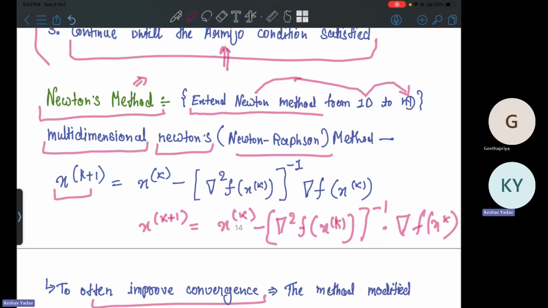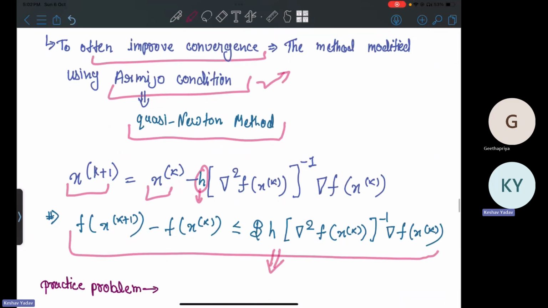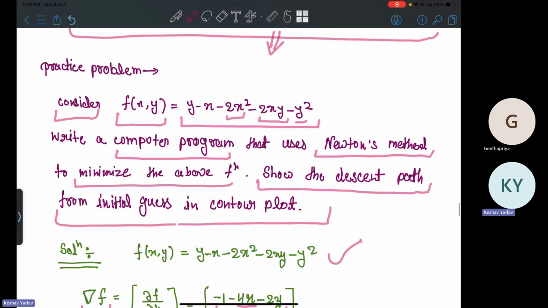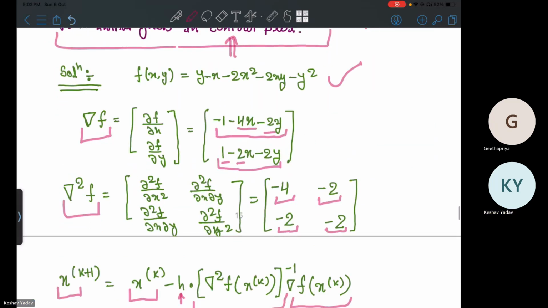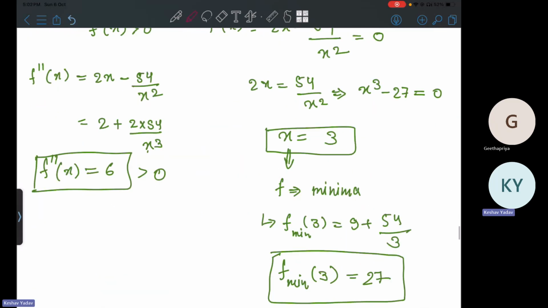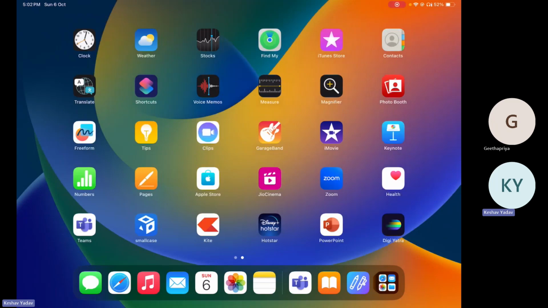Then we have seen how we can extend the Newton method from 1D to the n-dimensional case, and also how we can apply the Armijo condition here to improve convergence. We have also written the program for this function using Newton's method, for the minimization or optimization. But the contour plot we haven't shown, we will show in the next class. Okay. We have solved some example problems also. So this is what we wanted to discuss in this week.